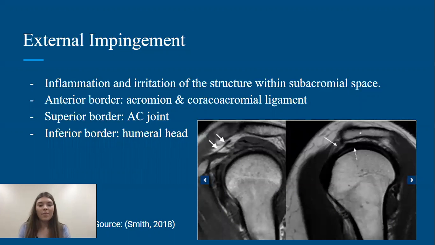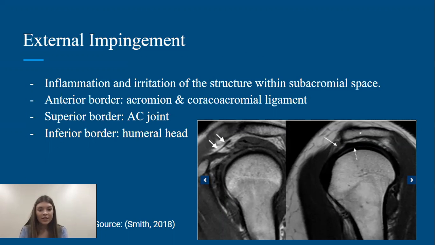Within subacromial impingement syndrome, most commonly seen is external impingement. And external impingement is associated with inflammation and irritation of the structures within the subacromial space. So in an attempt to better understand external impingement, it is important to be able to associate that space with the anatomical features surrounding it. The acromion and the coracoacromial ligament are the anterior border, and the superior border is the acromioclavicular joint, which is also known as the AC joint, and the inferior border is the humeral head.